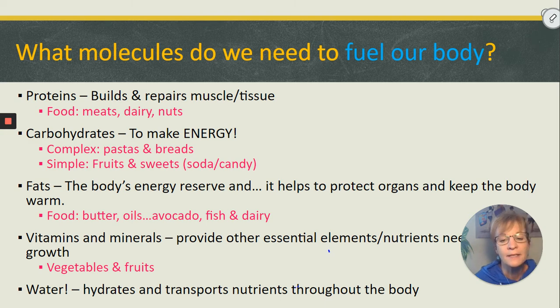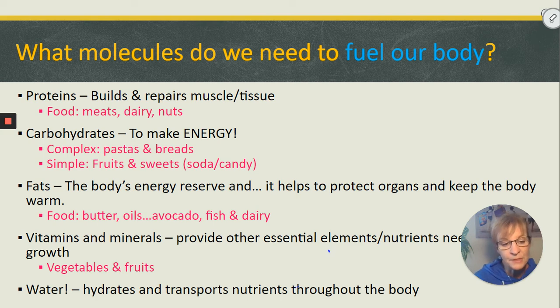Fats are helpful in protecting your organs and keeping your body warm. Obviously, fatty foods are butter, oil, avocado. Dairy products have a lot of fat. Fish actually has fat, and it's good fat for your body. Some fats are better for you than other fats.